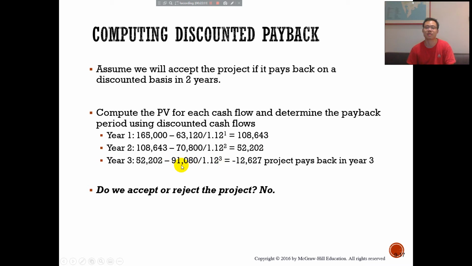because at the end of the third year, you expect a large cash inflow of 91,000. And subtracting its present value from the remaining balance, you find that you are earning an additional $12,000 present value. Okay, so the project will pay back in year 3. So do we accept or reject this project? No, we reject this project because we assume the criteria is that it pays back on a discounted basis in 2 years, but here it only pays back in year 3.